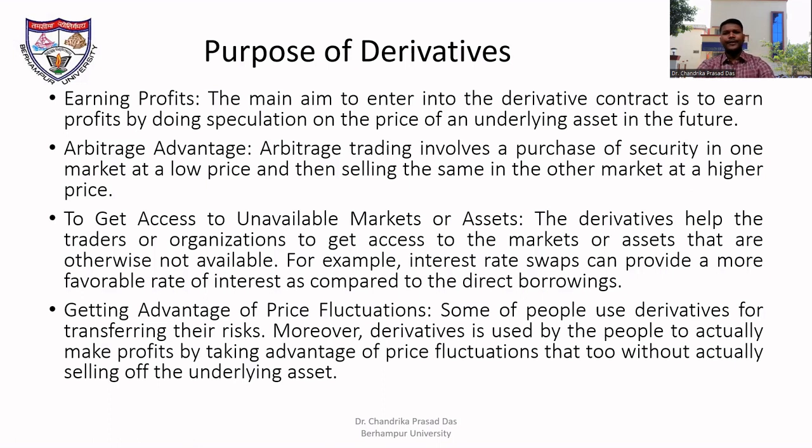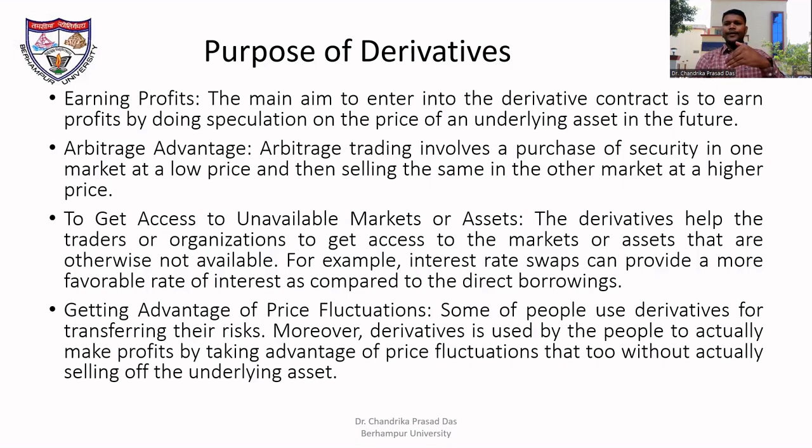The very purpose of derivatives is to earn profit by speculating on the market fluctuations, the price fluctuations. The derivatives have an arbitrage opportunity where you can purchase at a lower price and sell at a higher price in another market. Due to the derivative, the investors can get access to unavailable markets or assets. For example, interest rate swap, it is a form of derivative contract.